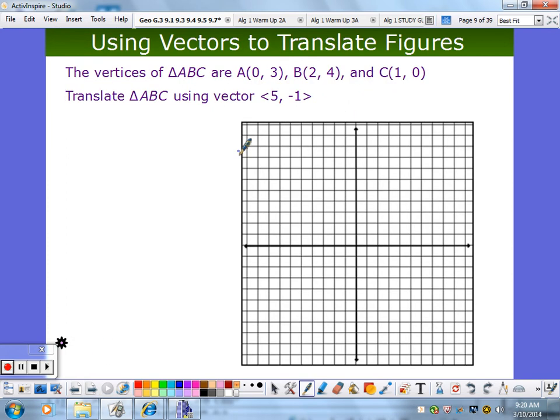So I can give you different ways that I can tell you to translate something. Here I am using a vector. So let's try this one. How does this work? A, so you plot your point. A is 0, 1, 2, 3. So I'm on the back here. And you can do it too. So A is 0, 3. B is 2, 4. 1, 2, 3, 4. There's my 3. And C is 1, 0. That's here. So I've got my triangle. There's my pre-image. So if I'm going to use this little vector here, I'm going to do the mapping rather than count boxes.